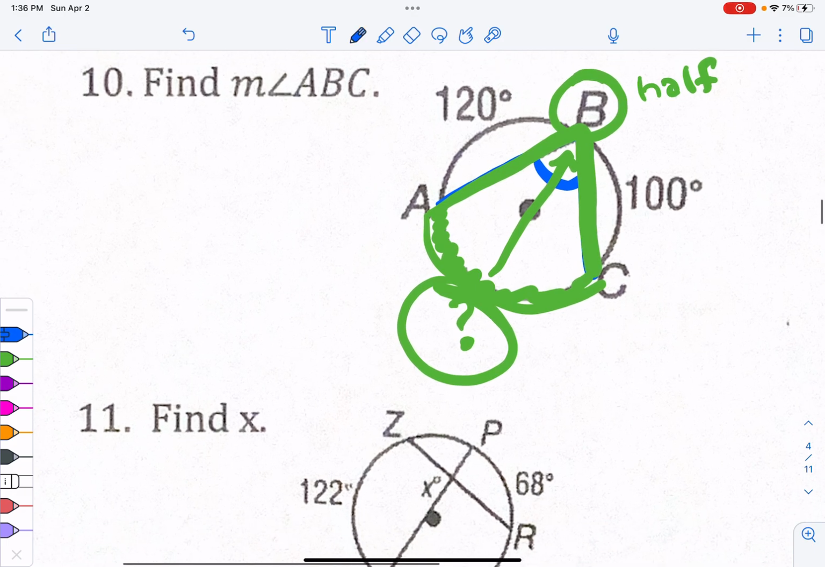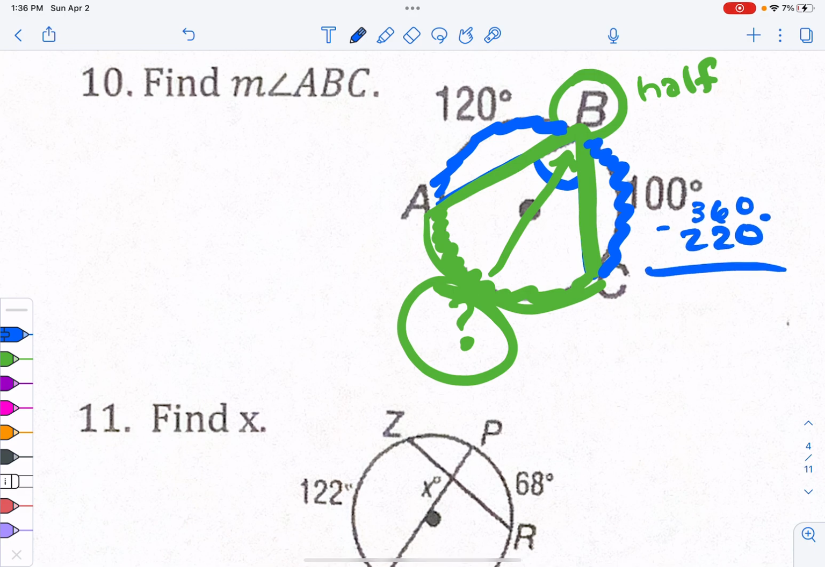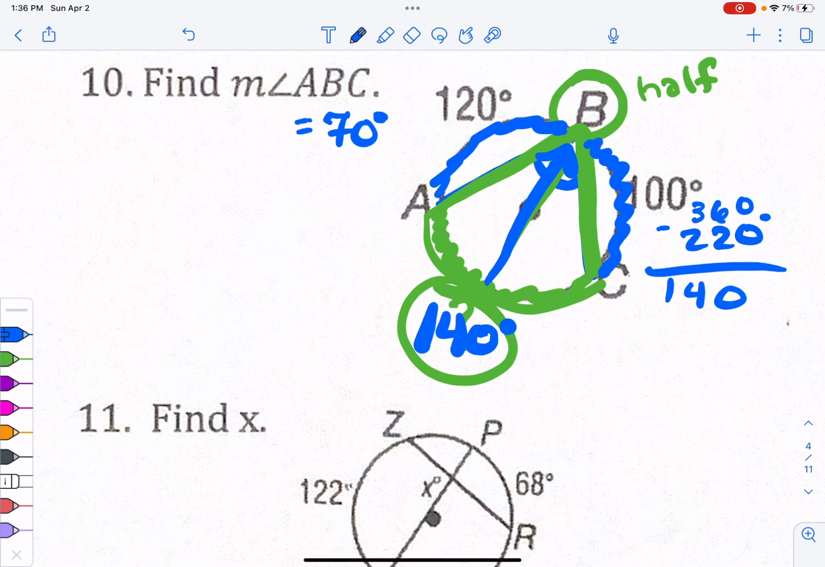If this is 120 here, and this is 100, that's 220 degrees, and 360 would be the whole thing. So this arc is 140 degrees to make all the way around to be 360. And if I pull it back, that's dividing by 2, so the angle is going to be 70 degrees, okay?